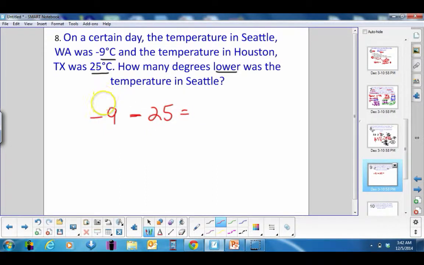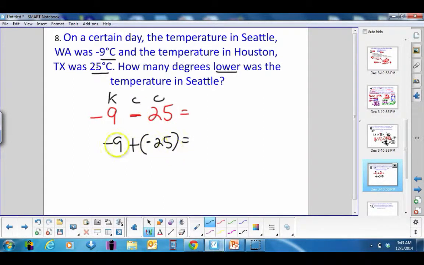Okay, looks like I'm subtracting integers again. So again, we have a strategy. The strategy is called keep, change, change. Keep the -9. The subtraction sign changes to addition, and +25 is going to change into -25.